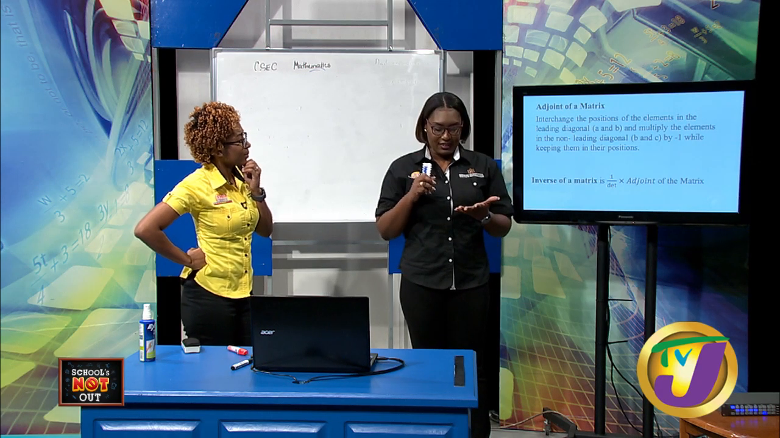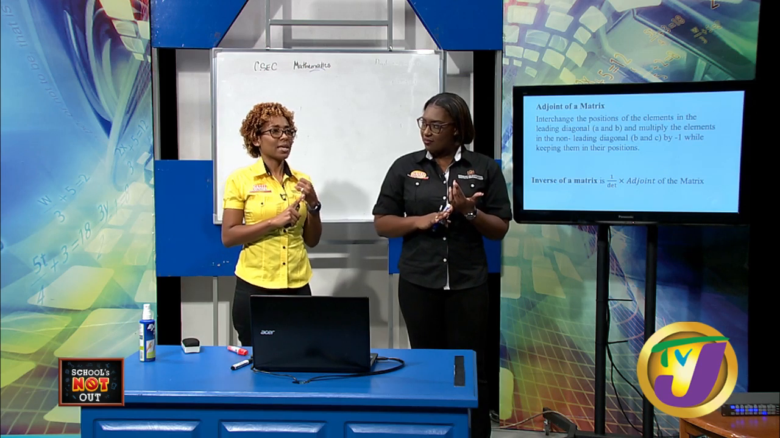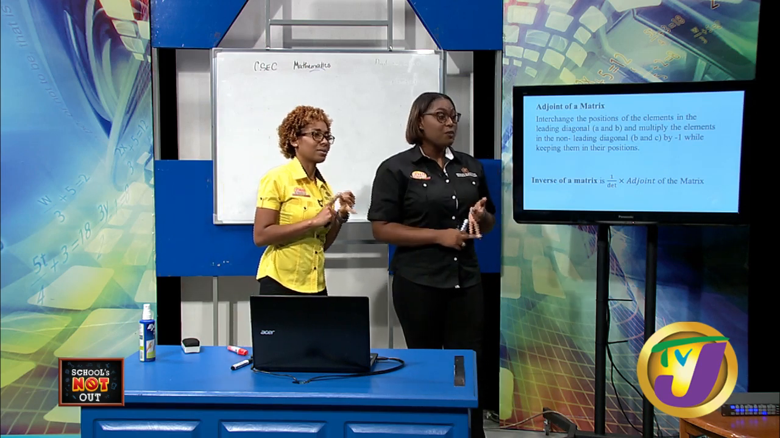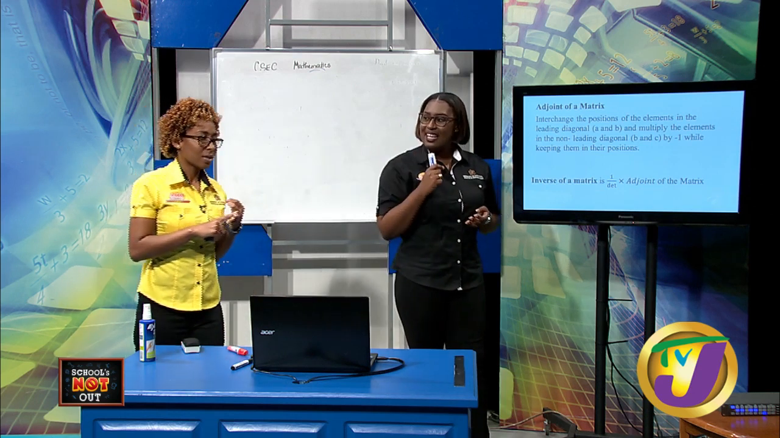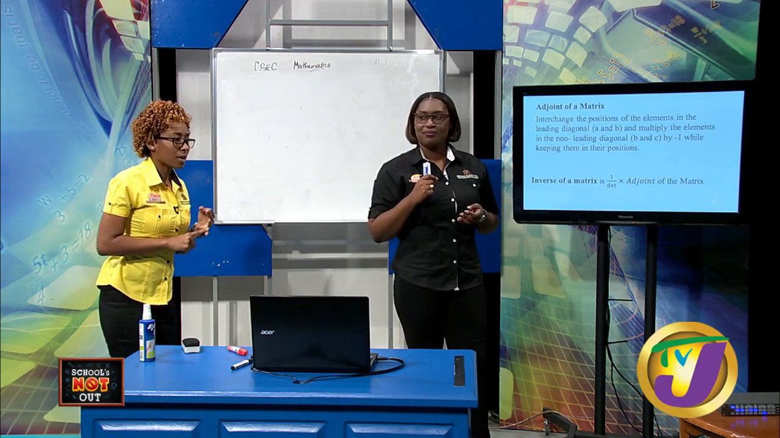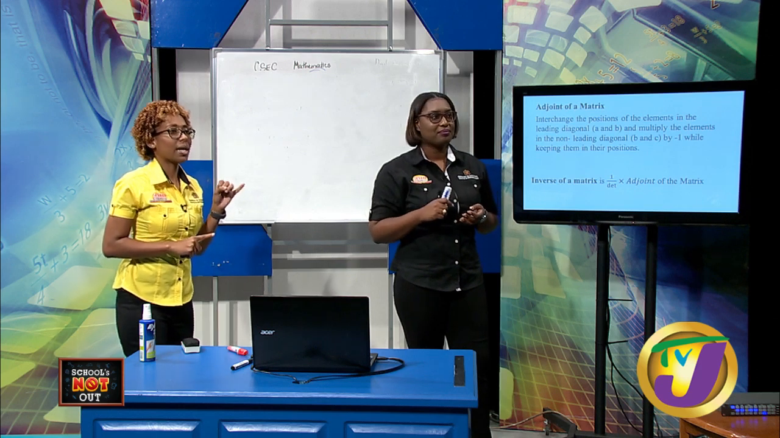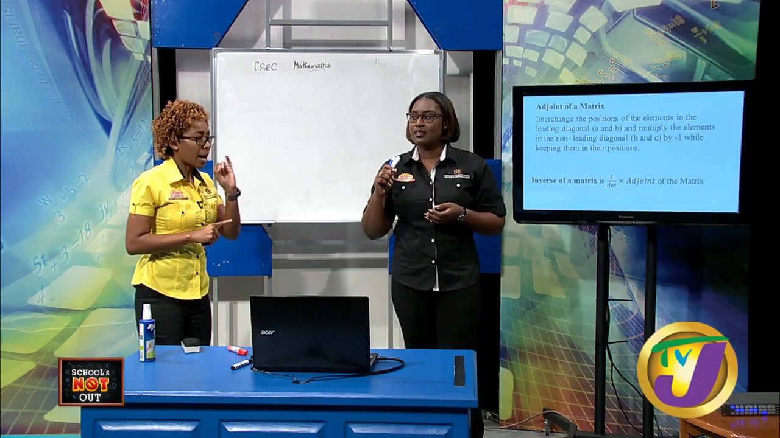All right, let's check off the list. We spoke about the determinant. We spoke about the adjoint. And the singular matrix? With a singular matrix, the determinant is 0. So if the determinant of a matrix is 0, then it's called a singular matrix. If it is non-singular, what happened to the determinant? The determinant is not 0.